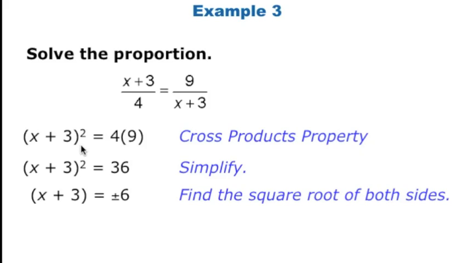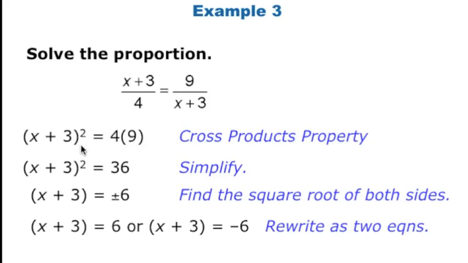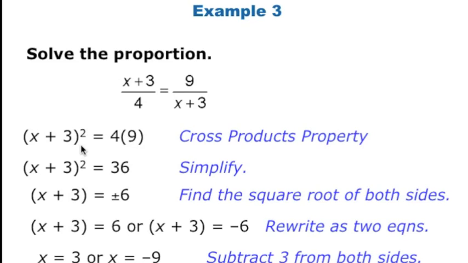So I'm going to set up two equations. x plus 3 equals positive 6, and x plus 3 equals negative 6. I'm going to subtract 3 from both sides of that equation, and that is going to give me my two final answers, 3 and negative 9.